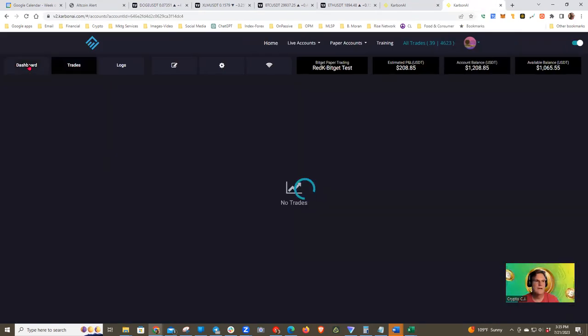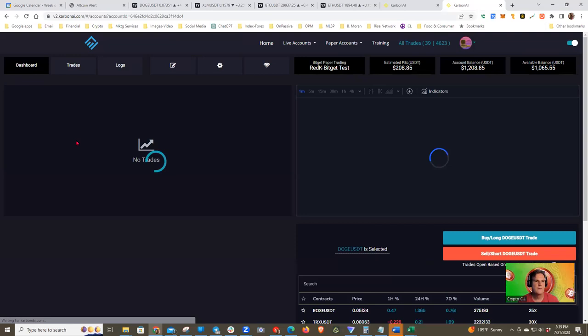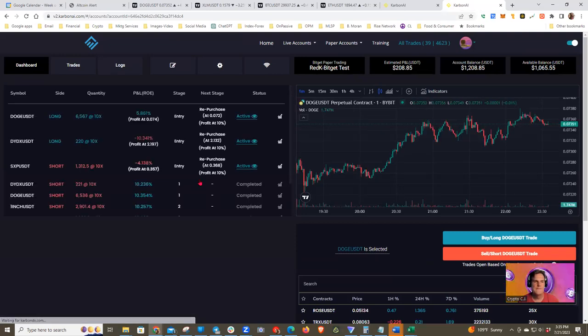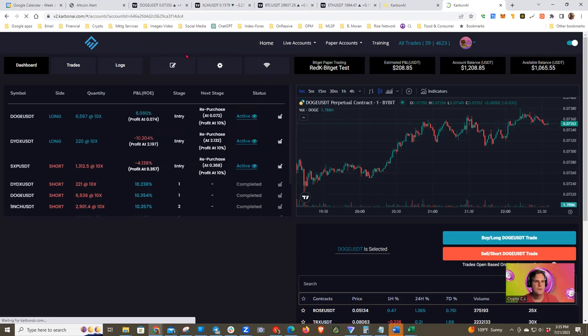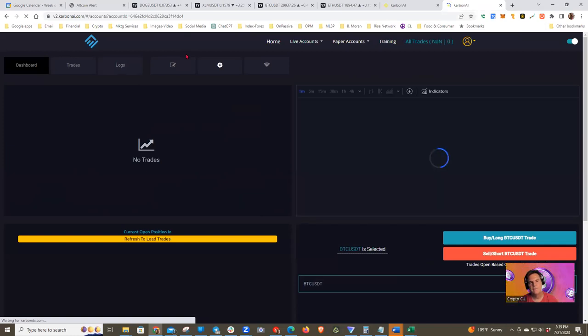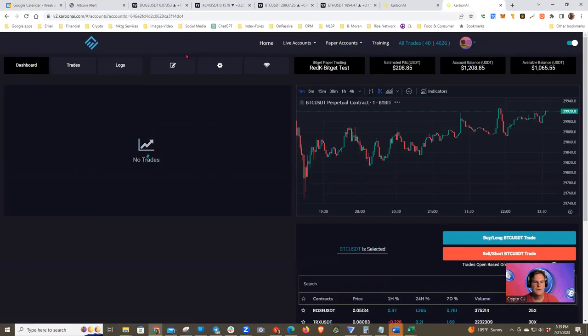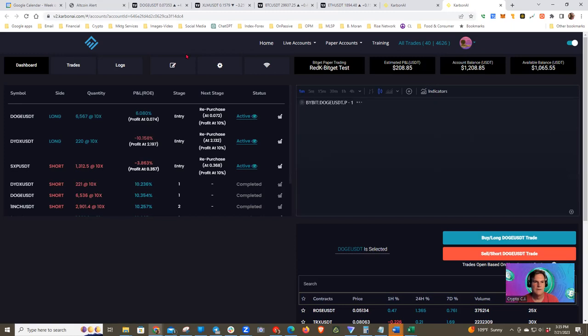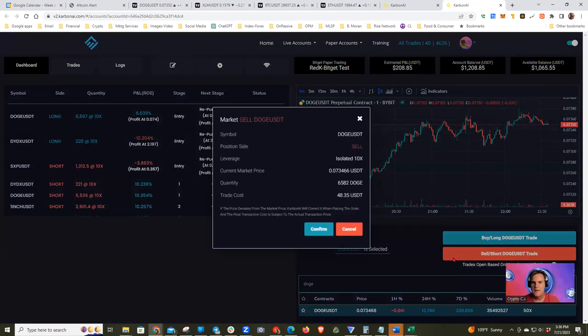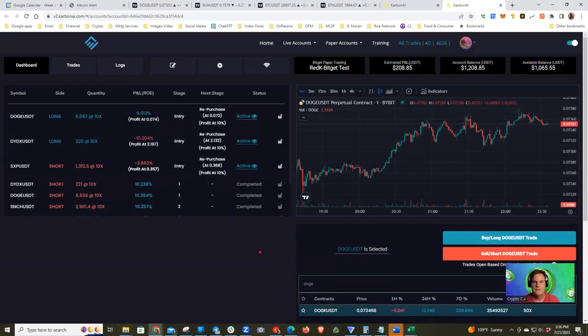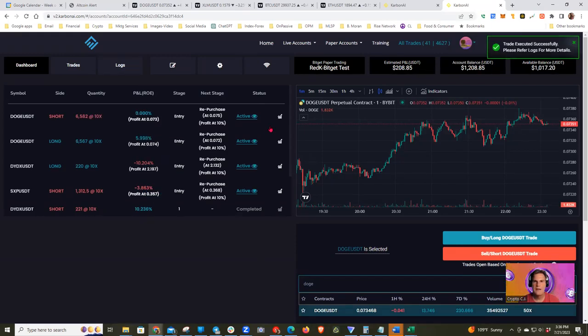Let's go to trade or dashboard actually, and see what I have going. I've got one long, two shorts. I usually like to keep two going each direction at the most. So we'll go ahead and short Doge. Oh, it's already shown there. Click that. And that's a short on Doge on my practice account. We'll see how that one pans out.